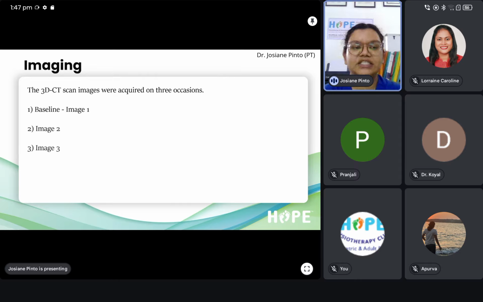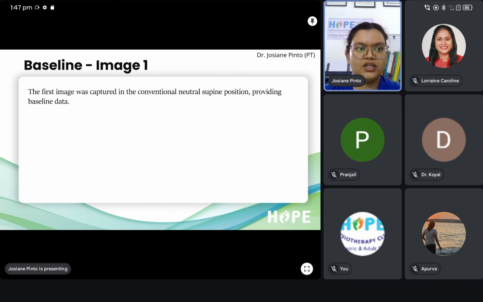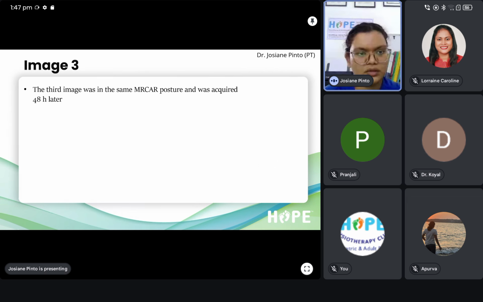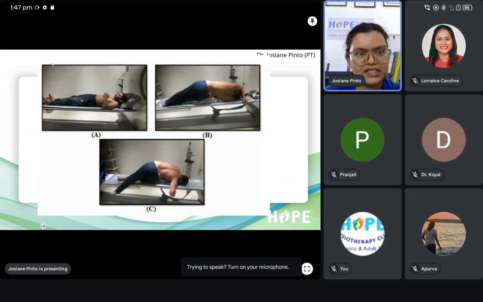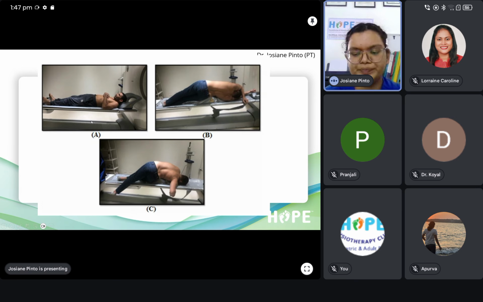Now the imaging itself. The 3D CT scan images were acquired on 3 occasions. So baseline was image 1, image 2, and then immediately after was image 3 after 48 hours. So baseline image 1, the first image, was captured in the conventional neutral supine position, providing baseline data. So let's look at the image. This is the baseline in a neutral supine position.